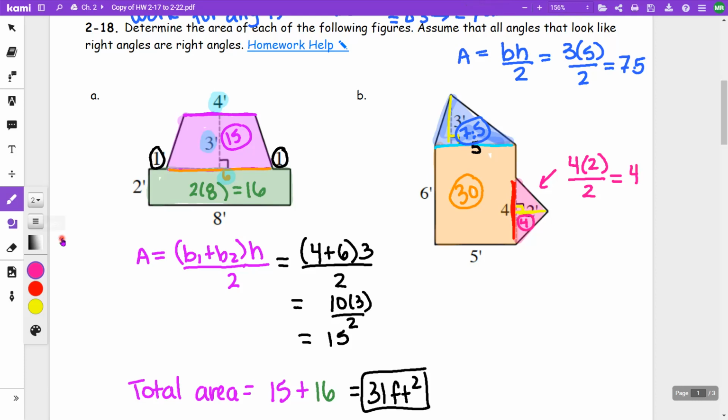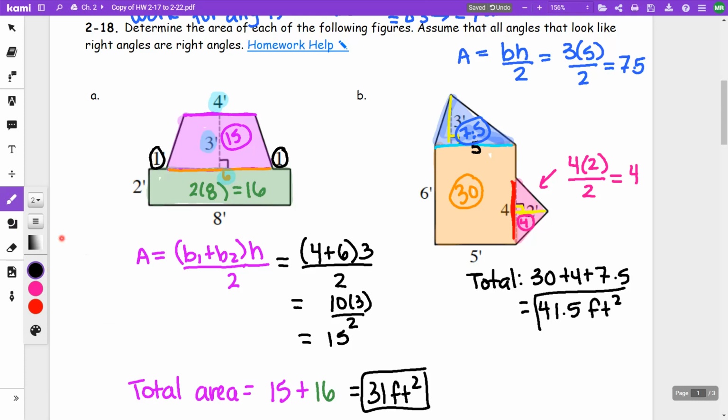So now for the total area, I'm going to add up all of those. I'm going to add up my 30, my 4, and my 7.5. And that is going to give me, let's see, 41.5 square feet as my area. Okay, on problems like this, I should see work, not just answers.